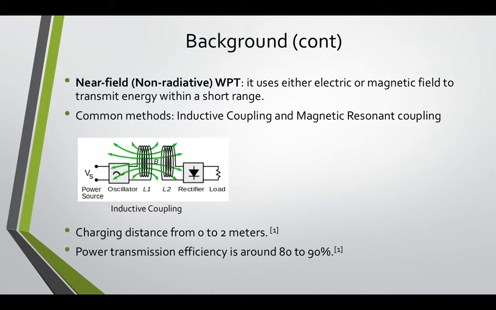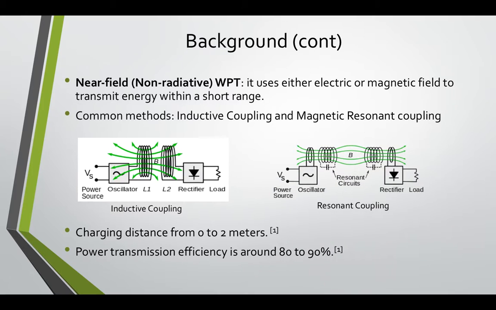This graph shows the basic idea of inductive coupling. It consists of two coils, one for transmitting and one for receiving. The transmitting coil is connected to an AC power source and it generates an alternating magnetic field. According to Faraday's law of induction, this alternating magnetic field induces alternating current in the receiving coil so that the load on the circuit can be powered.